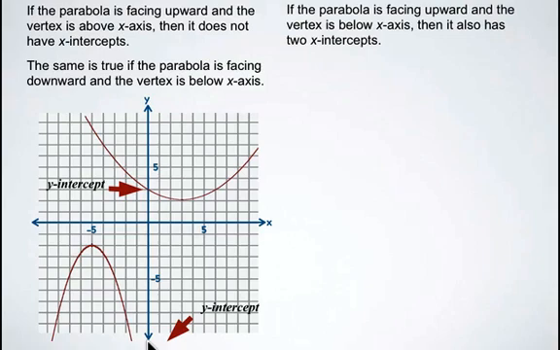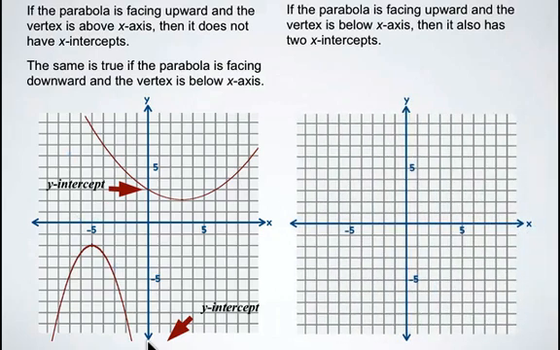If the parabola is facing upward and the vertex is below the x-axis, then it has two x-intercepts. Let's have a look at an example. So, if we were to move this parabola below the x-axis, we can see that there'll be two intercepts, two x-intercepts.